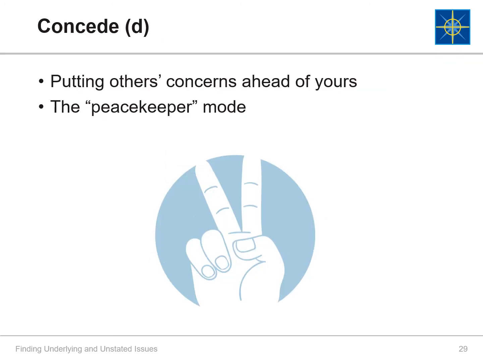If you checked mostly D, your style is conceding. This means that you put others' concerns ahead of yours and are typically a peacekeeper. There are situations where this can be the preferred approach. For example, if during a conflict you realize you are wrong, and of course this will take a little self-reflection on your part, conceding may be a good option.